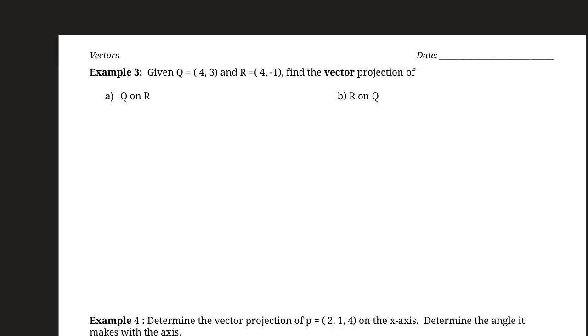All right, so what I want you to do is try this, exactly what we just did, with two new vectors. So projecting Q onto R and R onto Q. Find the vector projection of these two things using that formula. Okay, so pause the video here. Try it. When you're done, unpause the video. I'm going to reveal the answer.